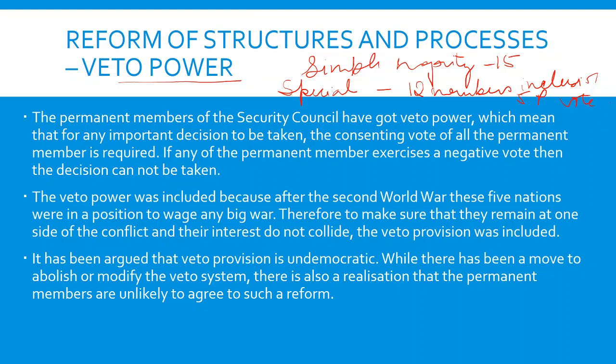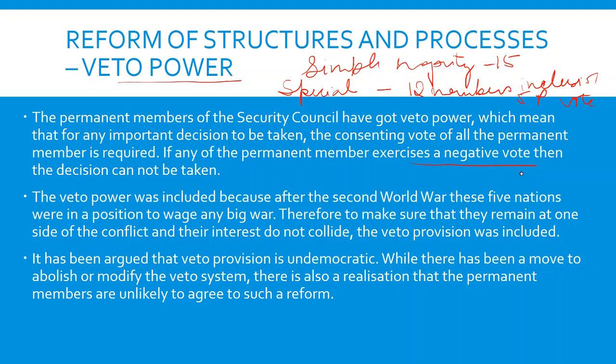That on all the matters that are very substantial in nature, a decision will not be taken unless and until the permanent 5 agree to that. Even if one member out of that exercises a negative vote, then the decision will not be taken. This is called the veto provision. Okay, now why was this provision included? That is very important to understand.